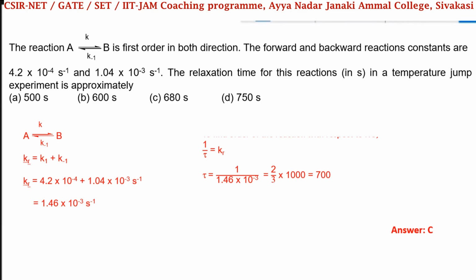Therefore, 1 by tau is equal to, according to our rule, the relaxation constant Kr, which is equal to 1.46 into 10 power minus 3. Therefore, tau is equal to 1 by 1.46 into 10 power minus 3. It can be written as 2 by 3 into 1000, equal to 2000, nearly the value is 700.